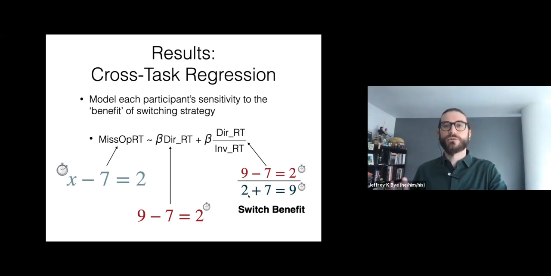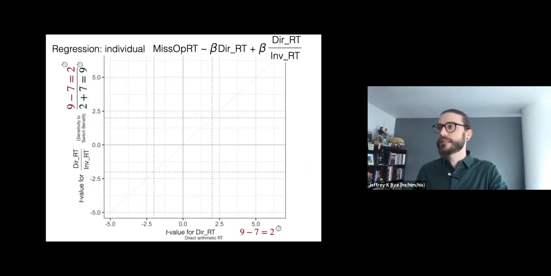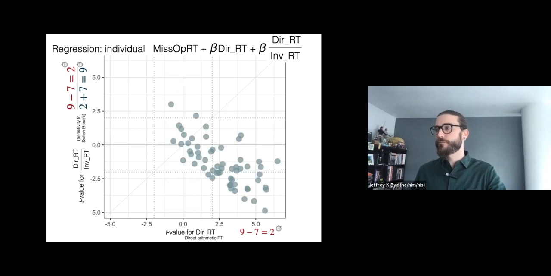So let's take a look at the results of this regression. Again, we're going to plot each individual participant on here. On the x-axis, we have the t-value for the regression equation for that participant predicted by the direct match RT. And on the y-axis, we have that ratio of direct over inverse. So here are the results for all participants.